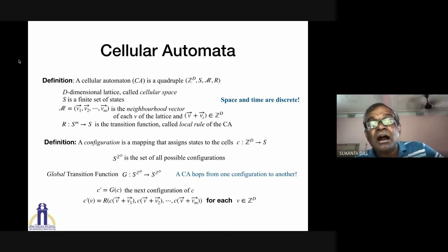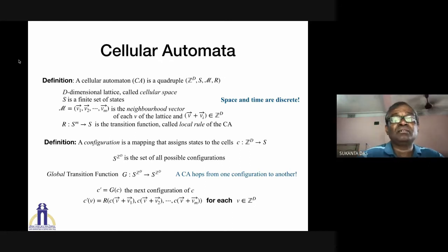Then I apply R. R is my local rule, right? So I apply R on the states of its neighbors. Therefore, I get the new state for this V, because R is the state transition function, right? So applying R over the state values of the neighbors of V, I get the next state of cell V, and this is applied for each V of j to the power d, on both the left side and right side. V should be a vector. V is a vector, right?